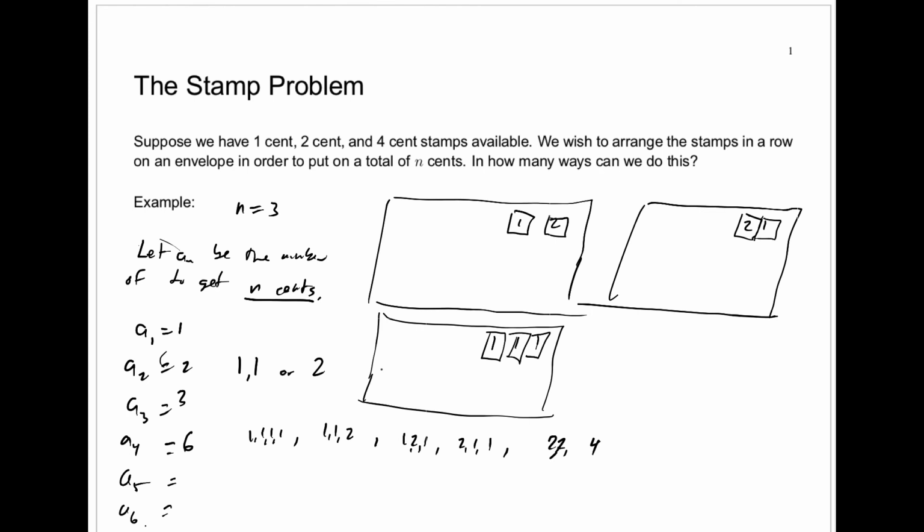Well, we want to talk about finding a recurrence relation for the stamp problem. Let's consider how we could get A5 without just trying to list them all. Well, I could start with a 1 cent stamp on the left. If I start with a 1 cent stamp on the left, how many ways can I finish it? Well, I need 4 more cents. So here I have A4 ways to finish my envelope if I start with a 1.